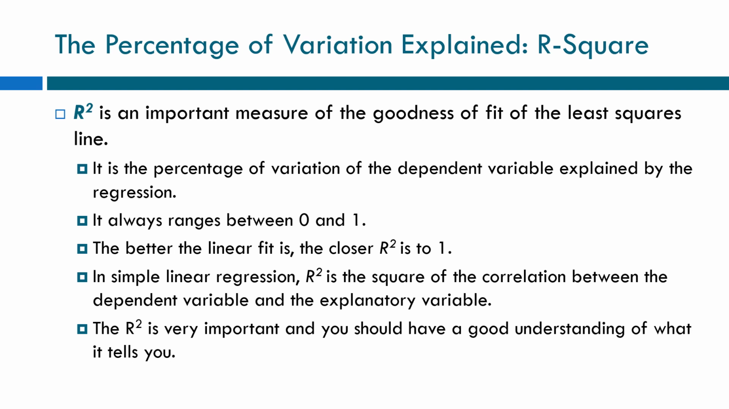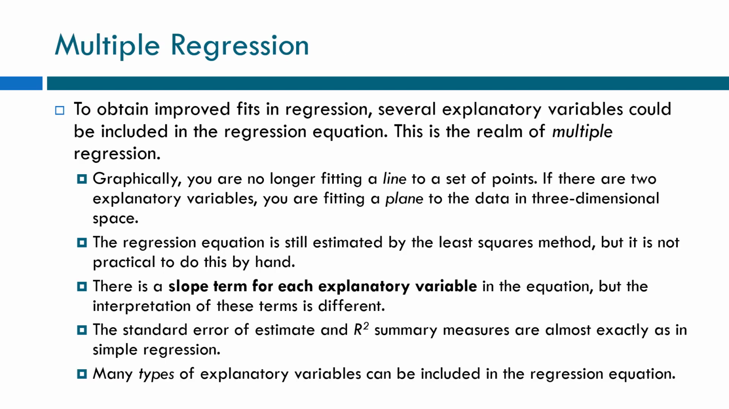So for example, if you went to a restaurant and you ordered a burger and every burger you ordered cost you $3, well then your R-squared between the total amount that you spend at that restaurant and the number of burgers you order will be 1. In simple linear regression, R-squared is the square of the correlation between the dependent variable and the explanatory variable. It is really important that you have a good understanding of what your R-squared is telling you.